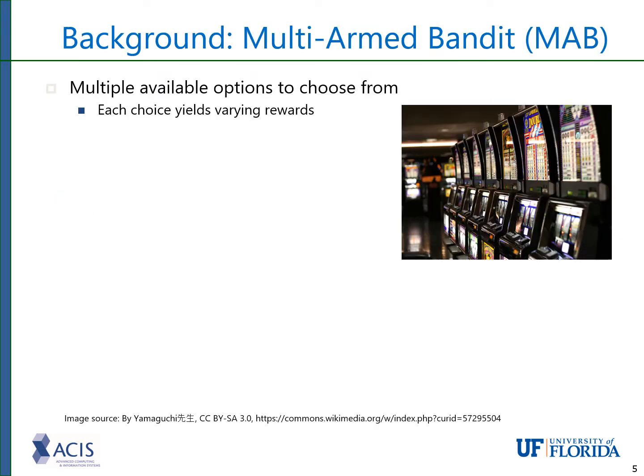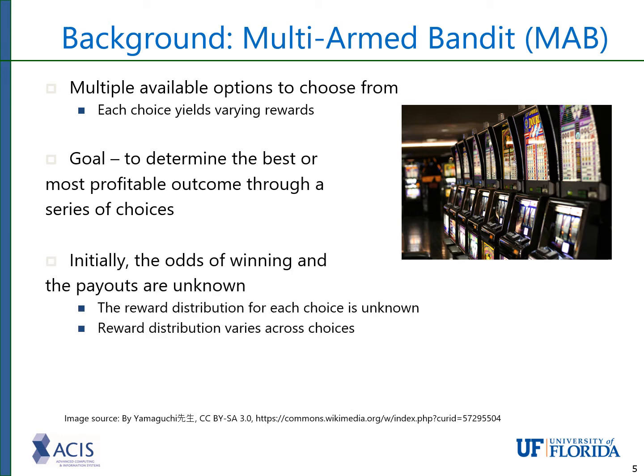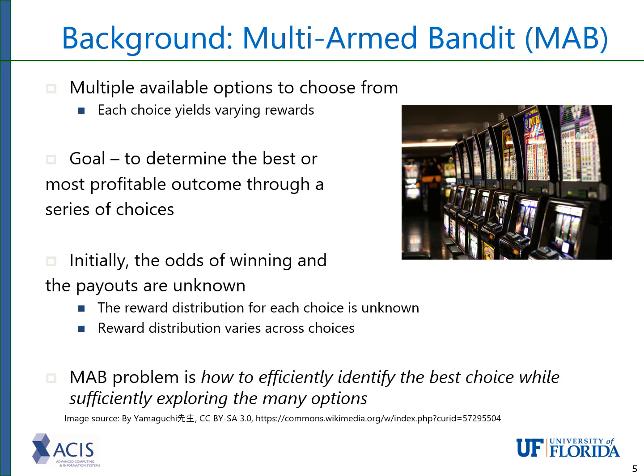Before we proceed, I would like to introduce multi-armed bandit. The multi-armed bandit problem is a problem where there are multiple options available to choose from, with each choice yielding varying rewards. The goal is to determine the best or the most profitable outcome through a series of choices. Initially, the odds of winning and the payouts are unknown, that is, the reward distribution for each option is unknown, and the reward distribution varies across the available options. Simply put, the MAB problem is how to efficiently identify the best choice available while sufficiently exploring the many options.